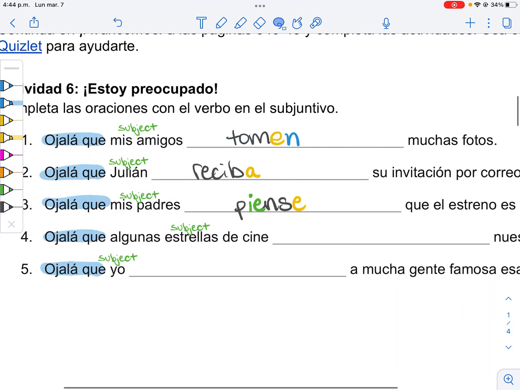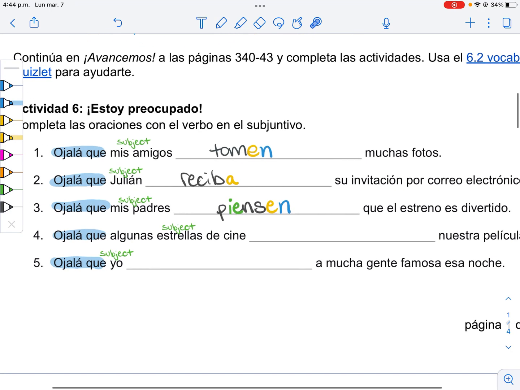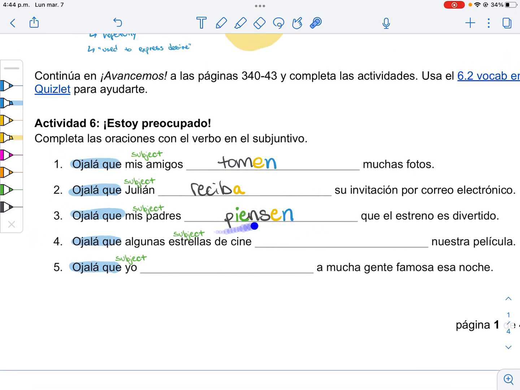And our subject is mis padres. That's like ellos, needs an N. So, ojalá que mis padres piensen que el estreno es divertido. Hopefully they think the premiere is fun.